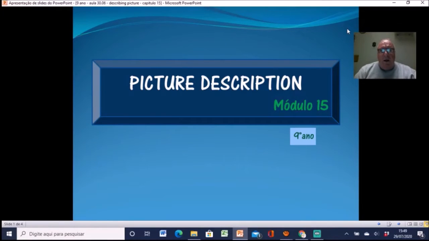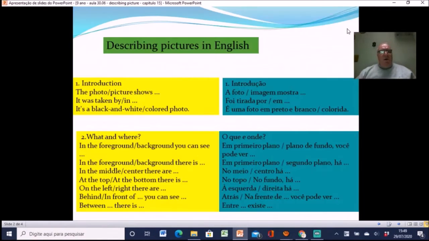Hello guys, hoje a gente vai ver uma aula sobre Picture Description, descrevendo fotografias, tá? Vai ser uma aula que tem mais um vídeo para você assistir do que eu propriamente dito falando. Então, Describing Pictures in English.